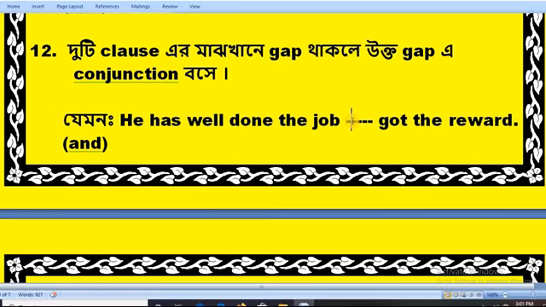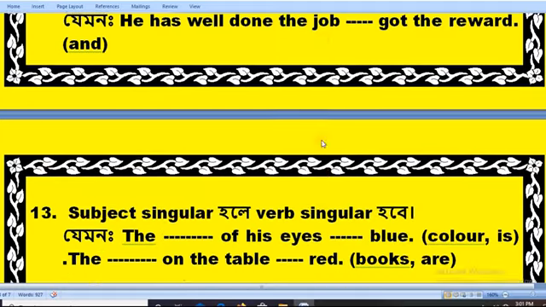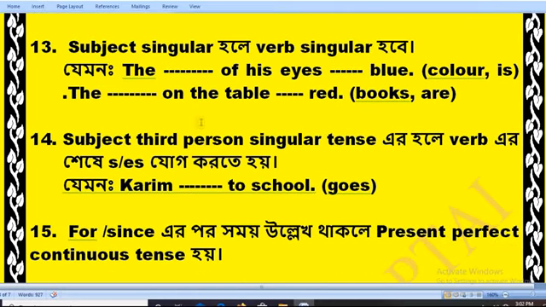Okay, and if you see that both the clauses are principal clauses, that is definitely a compound sentence. In a compound sentence, coordinating conjunctions, the FANBOYS, are used, right? What are FANBOYS? For, and, nor, but, or, yet, so. These types of FANBOYS are used here. Okay, now 13.